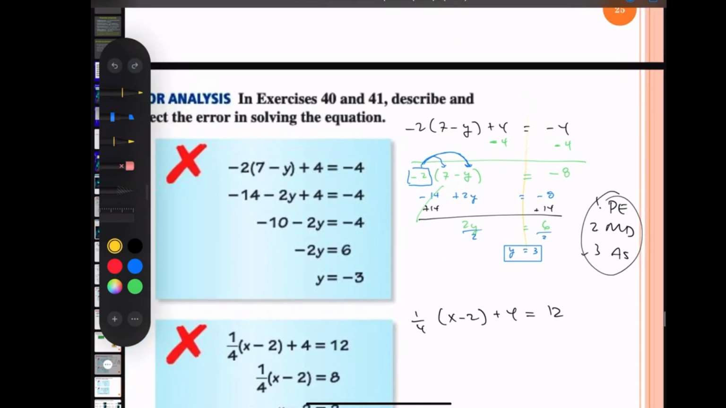Now, what is the problem that this student made? Is this correct? -14. Yes. Okay. How about -2y? Yeah, they distributed incorrectly. It should have been a what? Raise your hand if you saw that.